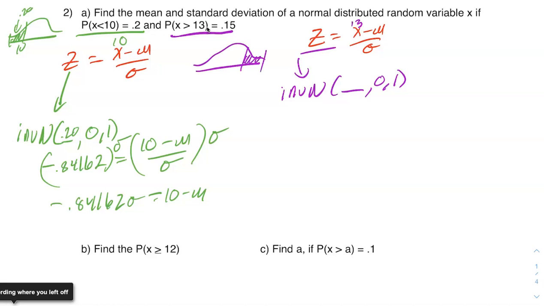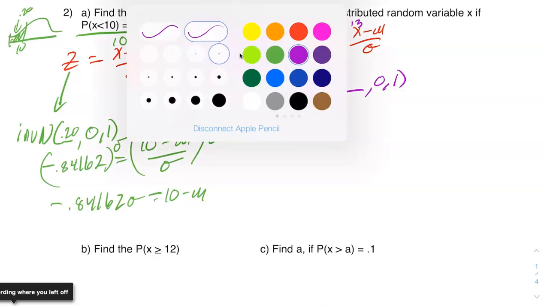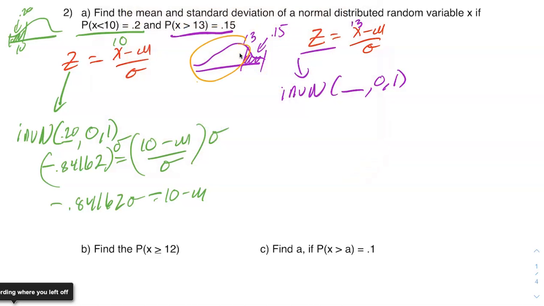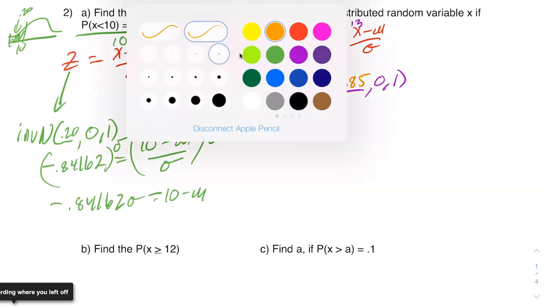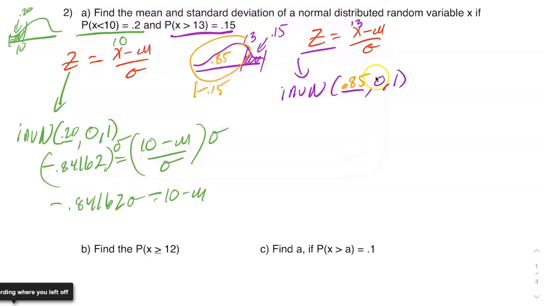The 15% is 13. Now again, if you have an updated calculator, you just do invert normal and just say tails on the right, and you're good. I don't have that, so I gotta always do the left hand side. So for me, I'm gonna plug in 1 minus 0.15, which is 0.85. So that'll be my invert normal. So I put that in my calculator.